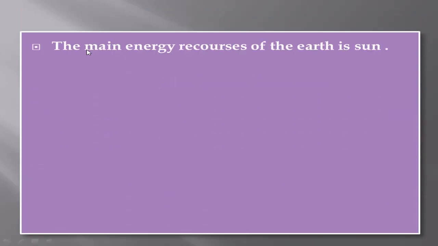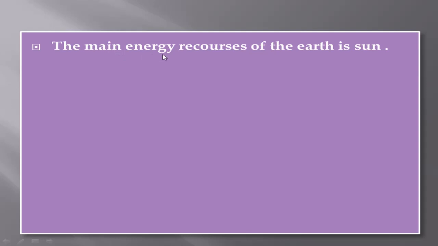The main energy resource of the earth is the sun. In our previous topic, we learned about energy resources. Under the energy resources, as the first example, we learnt about the sun. The sun is the first example we learnt in our previous topic. In this point, we explain the main energy resources.